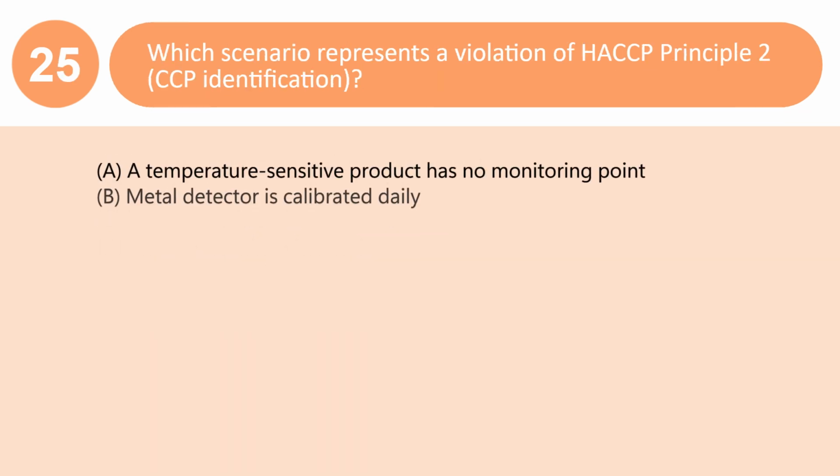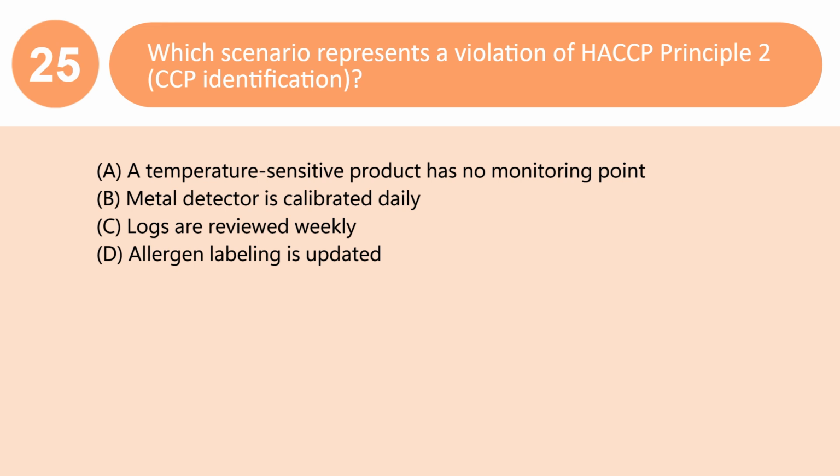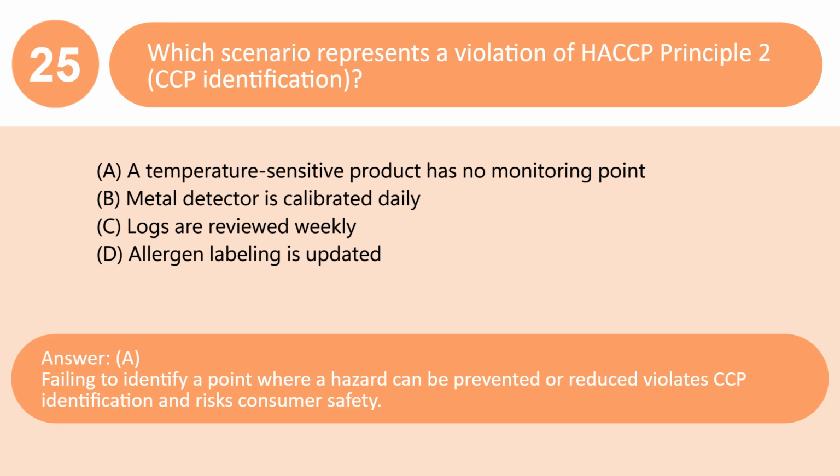Which scenario represents a violation of HACCP Principle 2, CCP identification? A. A temperature-sensitive product has no monitoring point. B. Metal detector is calibrated daily. C. Logs are reviewed weekly. D. Allergen labeling is updated. Answer: A. Failing to identify a point where a hazard can be prevented or reduced violates CCP identification and risks consumer safety.